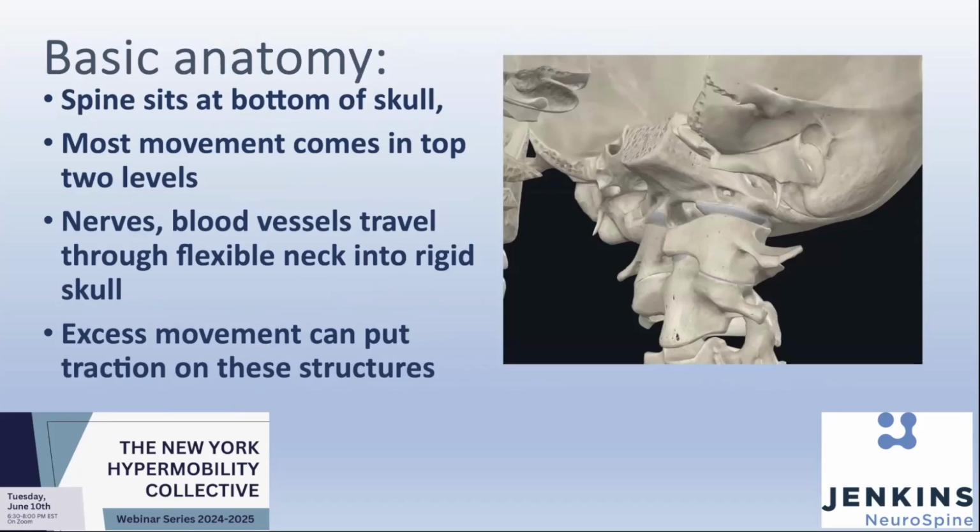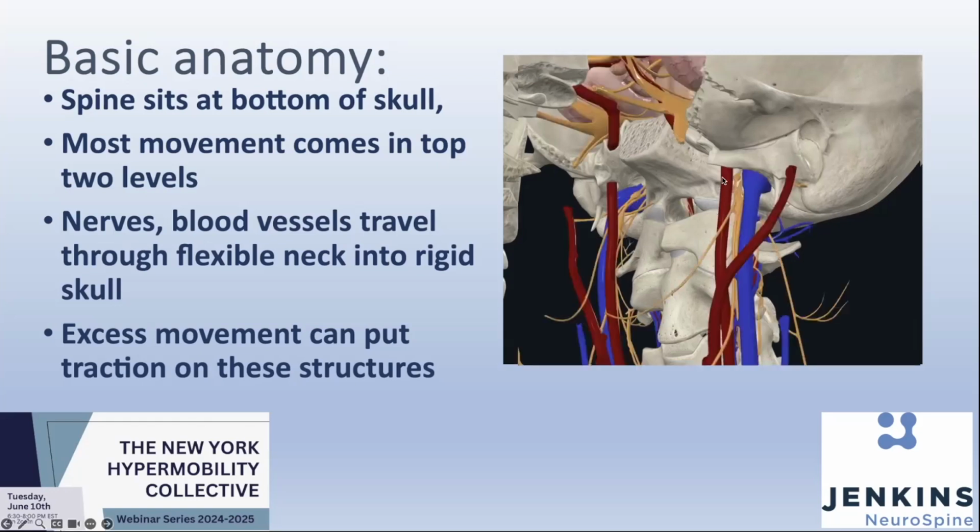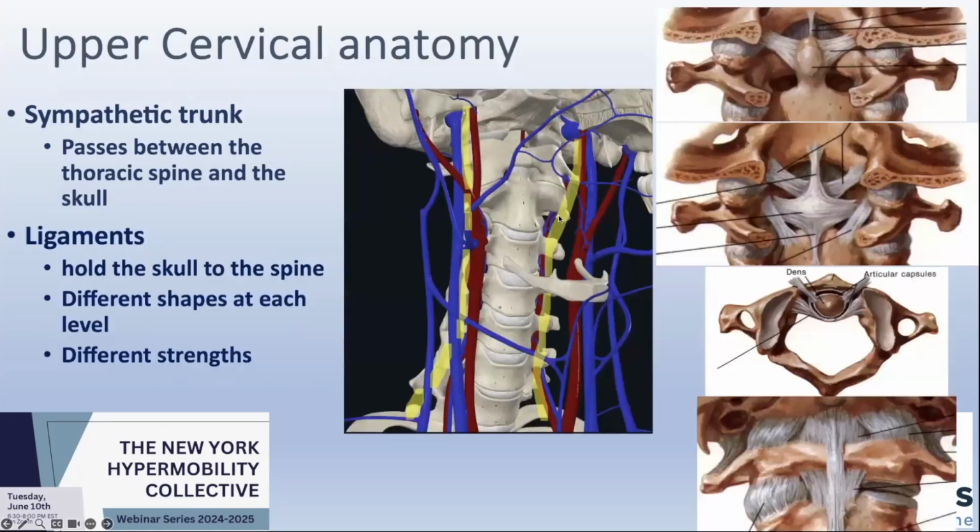The fundamental anatomy has been reviewed already, but I think it bears a little bit of discussion because we're going to be discussing treatments that are specific to this area. And of course, the spine sits at the bottom of the skull. The spinal cord moves out through the middle of the spine and the middle of the bottom hole of the skull. And nerves and blood vessels travel through the skull to then travel within the neck, in and outside of the spine. Excess movement can put traction and pressure on these structures that live in this area, including the arteries, the veins, and the nerves that run in these areas.